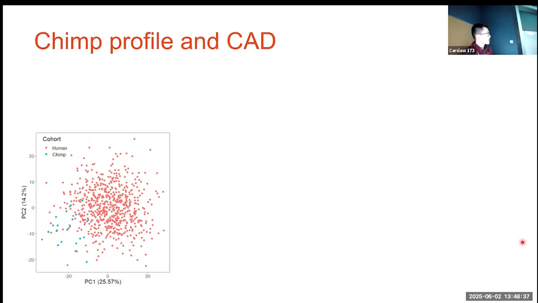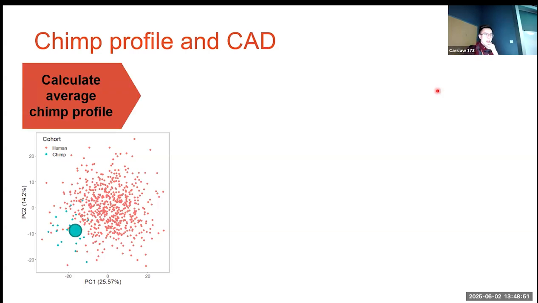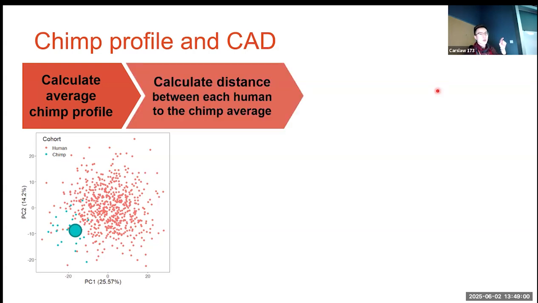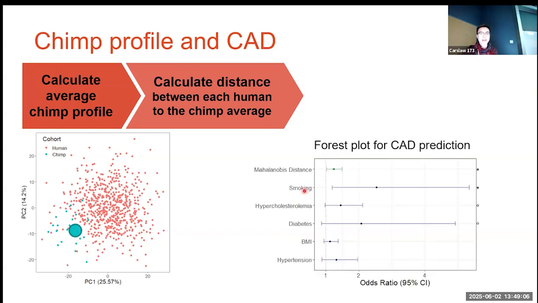But then your hypothesis might be that, well, if chimps are so protected against coronary artery disease, are the humans that are closer to the chimps, would they also be protected against coronary artery disease? And that's effectively what we set out to do. And so just to quickly explain how we did that, with the chimpanzees, we calculated like the average of those, and then we calculated the distance between each human to this chimpanzee average, and then we had a look at the association between this distance and coronary artery disease, and pretty much it had a very strong association, even when you control for like all other known risk factors.